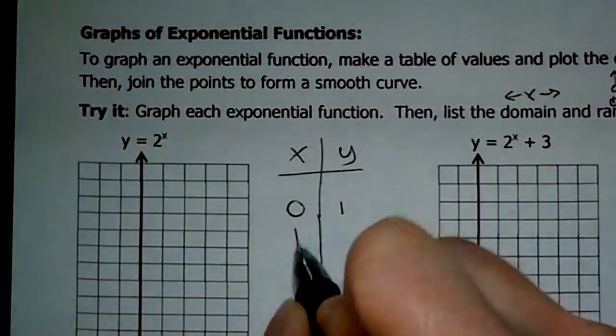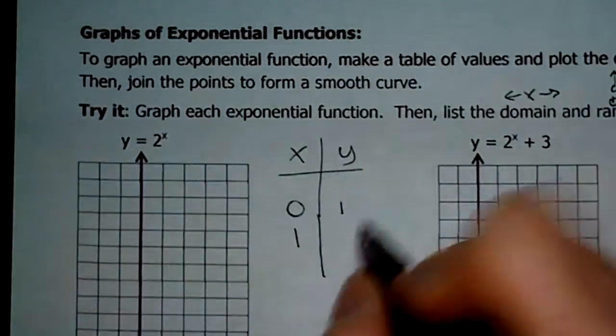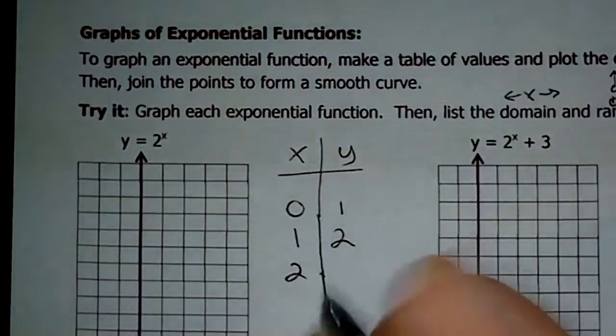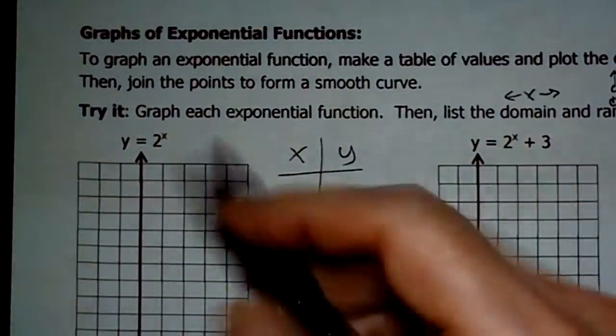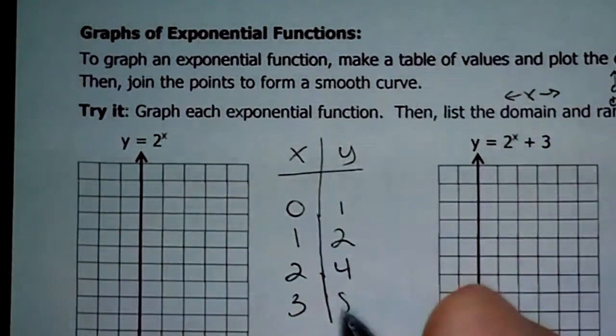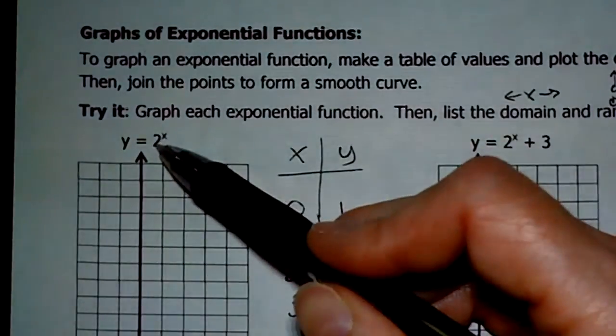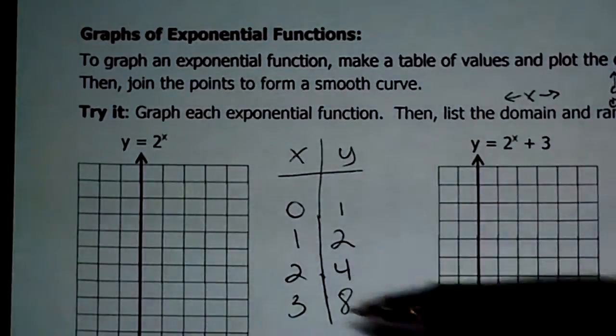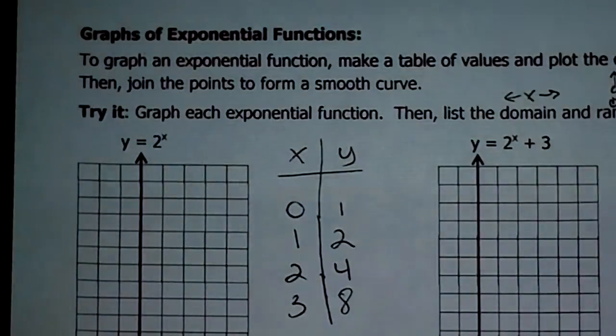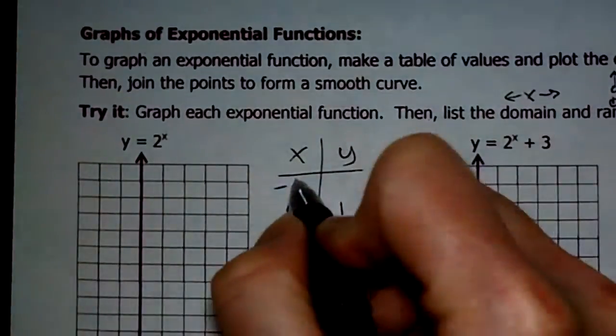If I plugged in 1, 2 to the first power would be 2. If I plugged in 2, 2 squared would be 4. If I plugged in 3, 2 to the third power would be 8. If I plugged in 4, I'm going to get 16, and I don't have enough room, so I'll stop there. I wouldn't mind getting a negative value in there to see what happens. So let's try negative 1.